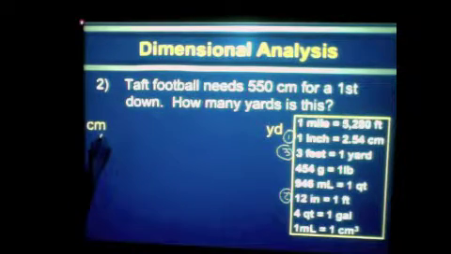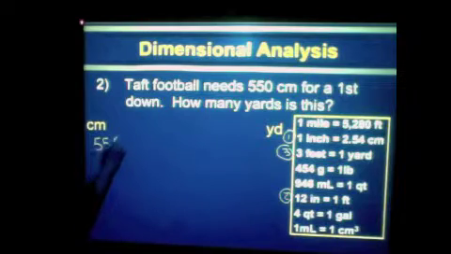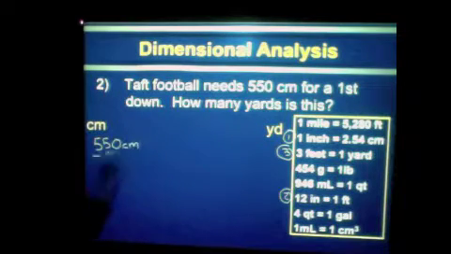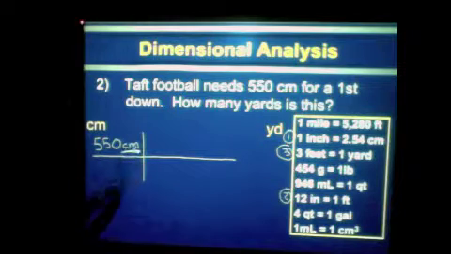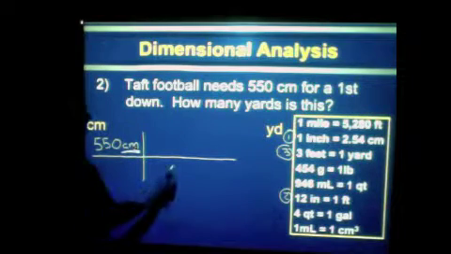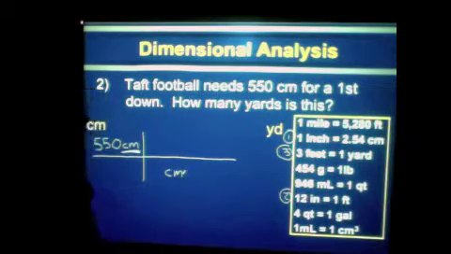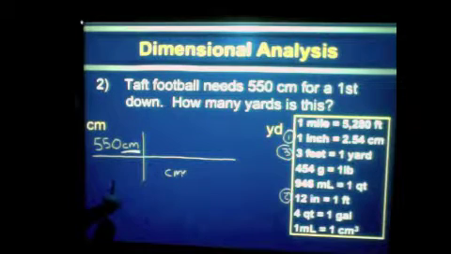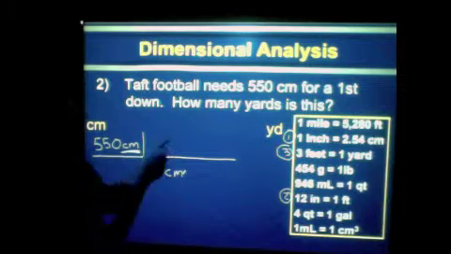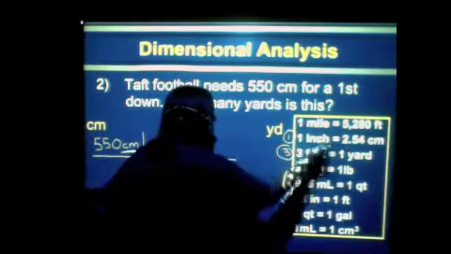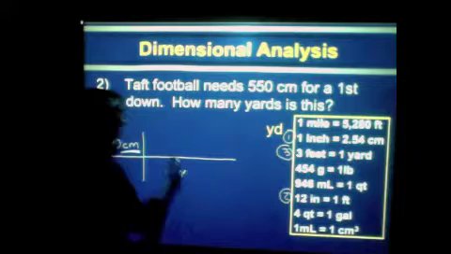So we're going to start by writing our given, 550 centimeters. Okay, and then follow the pattern. Do not overthink this. So if we have centimeters on top, we need to get rid of it. So we're going to put centimeters on the bottom. In the first step, you can't jump to yards. You can't put yards up here. In our first step, what are we trying to get to? Inches.